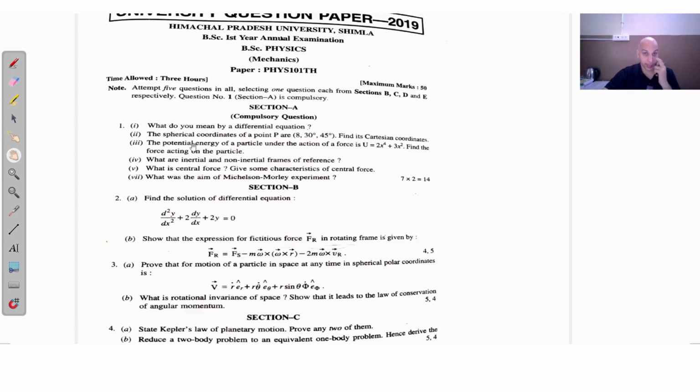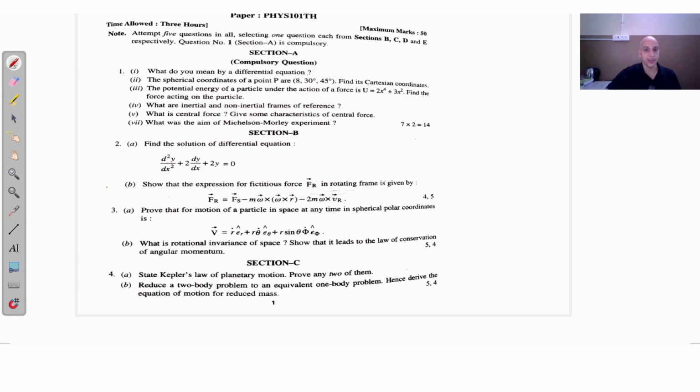In this lecture, I am going to take up the next section of the question paper of 2019, subject mechanics. I have already solved section A and section B from this question paper. So now I am coming to section C, right?